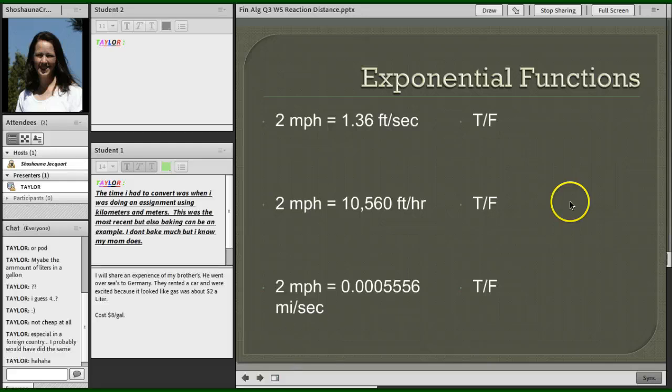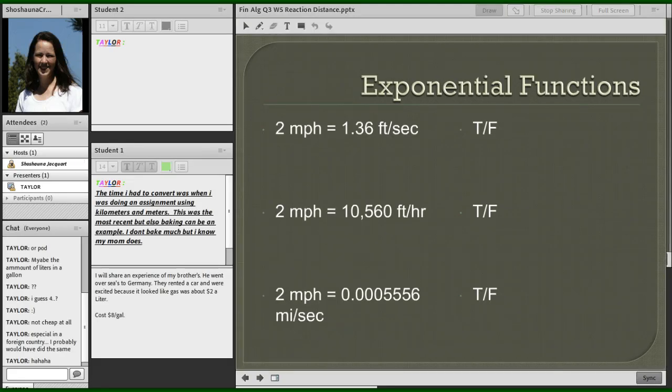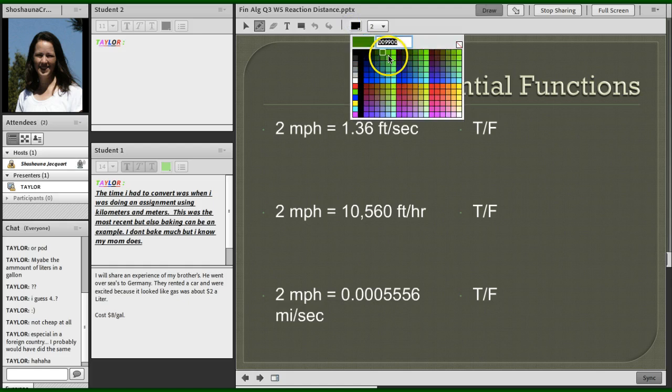So let's go to our PowerPoint. Change colors because I like colors. Nope, we want to write. We want to write. Nope, we want to write. That's not right, is it? That is. We want to change colors.